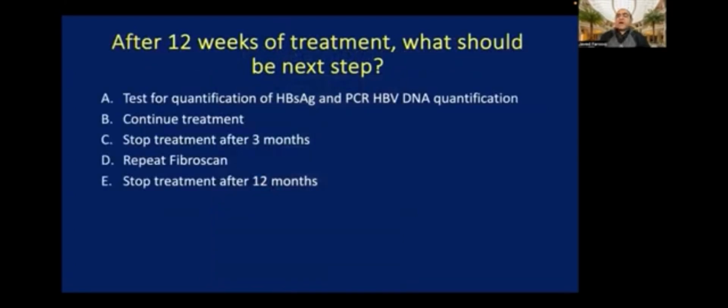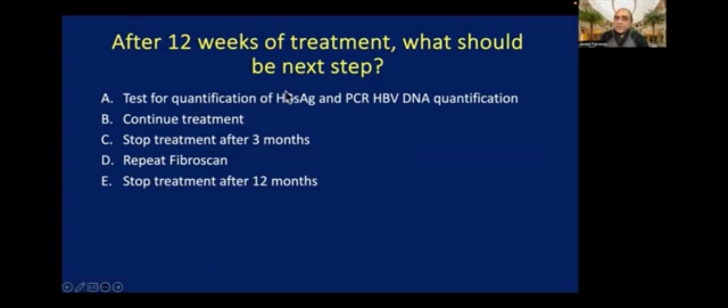After 12 weeks of treatment, you started the lady on pegylated interferon alpha, and now the 12 weeks have passed. What should be the next step? Because you planned that treatment should be for 48 weeks, and now the patient has come to you after 12 weeks, what should be the next step?